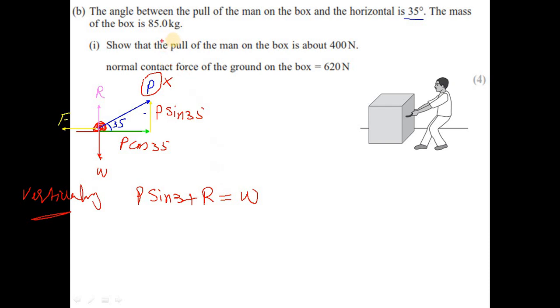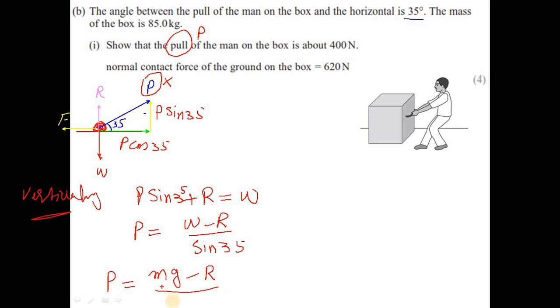And because we need to find the pull, that means we need to find P. So we can make P the subject of this equation. So P is equal to W minus R divided by sine 35. I'm sorry about that, there's a 5 here, so it's sine 35. And W is mg, so P equals mg minus R divided by sine 35. This is an intermediate step. If you have the concept, you can directly write mg instead of W, so you can save your time. So now you can just plug in values.